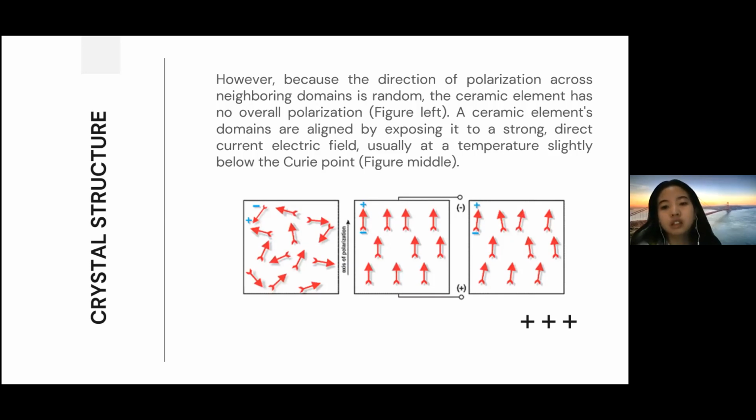However, because the direction of polarization across neighboring domains is random, the ceramic element has no variable polarization. As shown in the left figure, the ceramic element's domains are aligned by exposing it to a strong direct current electric field, usually at a temperature slightly below the Curie point. As shown in the middle figure, and lastly, when the electric field is eliminated, the majority of the dipoles are locked into a near aligned state, as shown in the right figure.